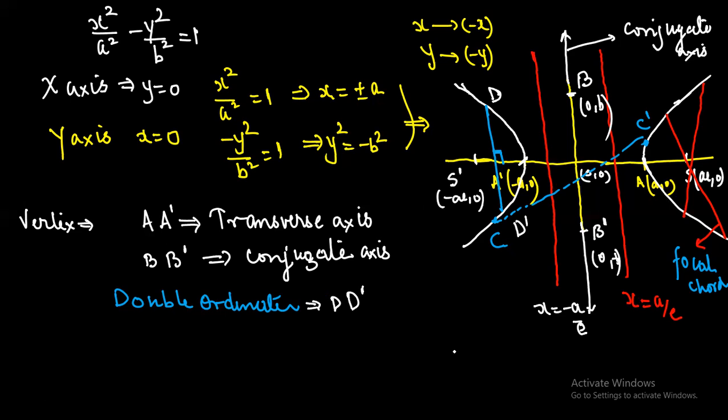Now we are talking about the latus rectum. A chord perpendicular to the transverse axis that passes through the focus, or you can say a double ordinate that passes through the focus, is called the latus rectum.